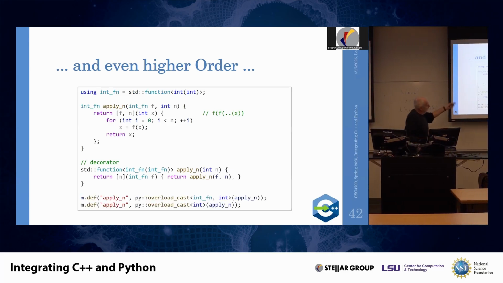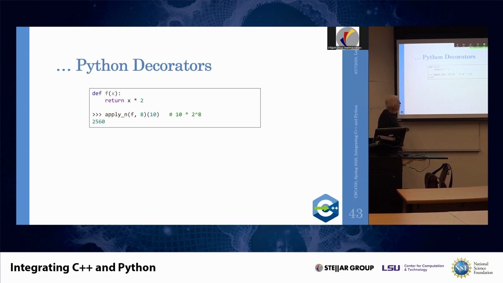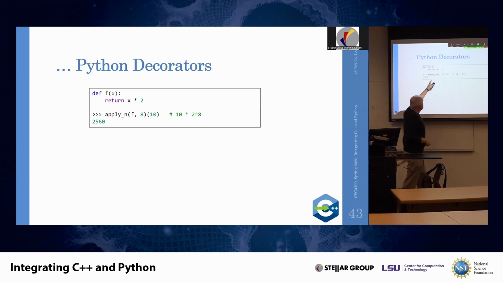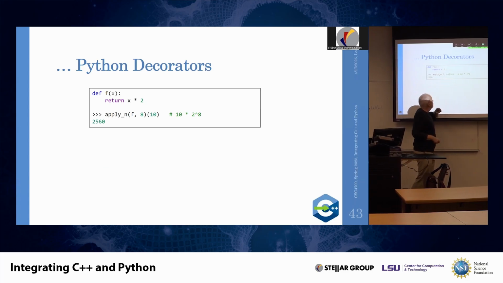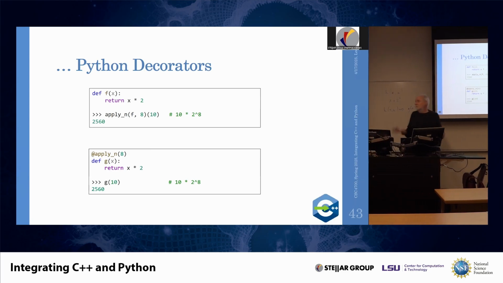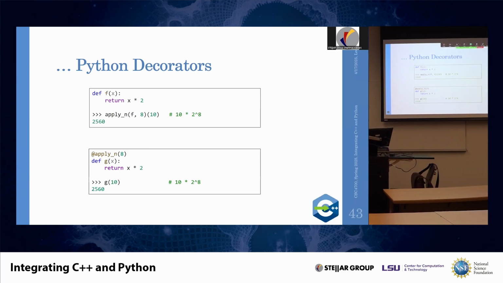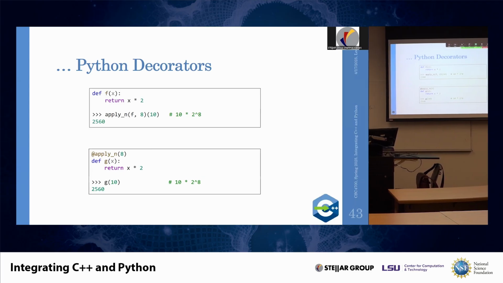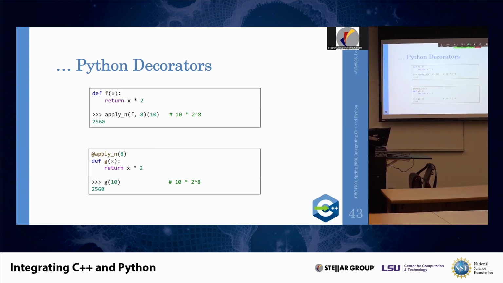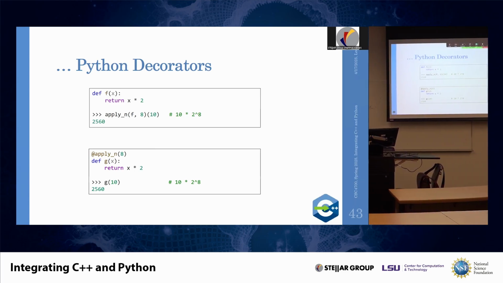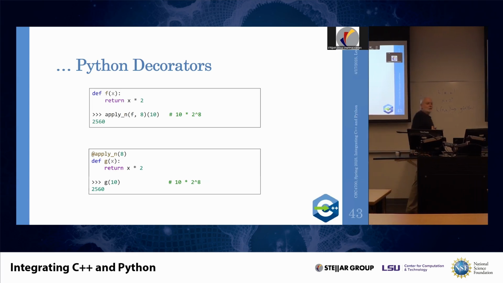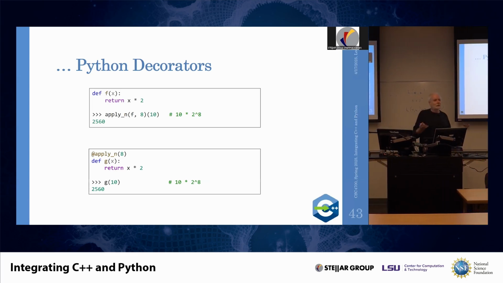Okay, so we bind it, and if you look at that code now, we can call the first apply function as before with f and 8 and 10, but we can also say, well, I have another function g which actually doubles things. I apply that other function as a decorator, which automatically wraps that thing, and then I invoke g on 10 and will get my result. So you can do very nice function composition when you think about that.